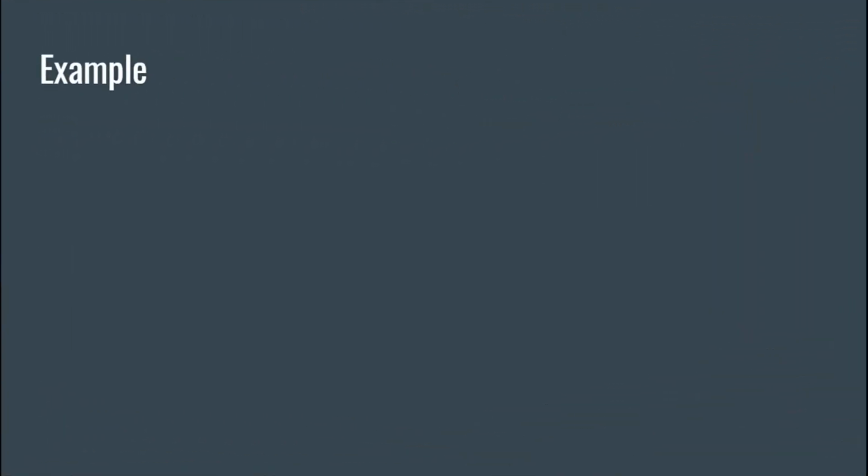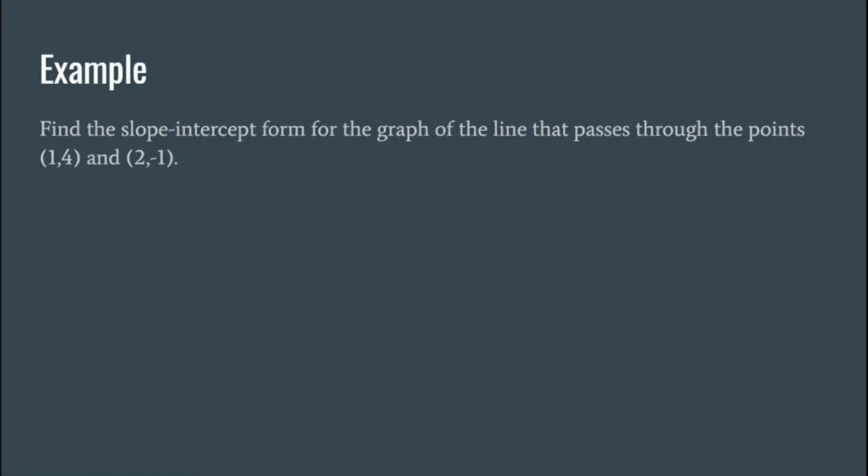Let's check this one out. Now we're going to find the slope-intercept form for the graph of the line that passes through 2 points. So in addition to not having the y-intercept, because none of these have an x-coordinate of 0, we don't have the slope either. So the first thing we have to do is find the slope. So we're going to use our slope formula.